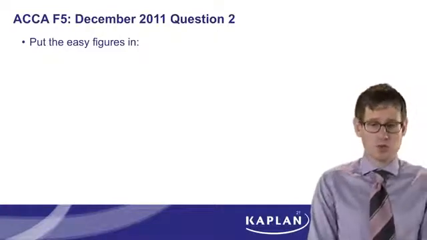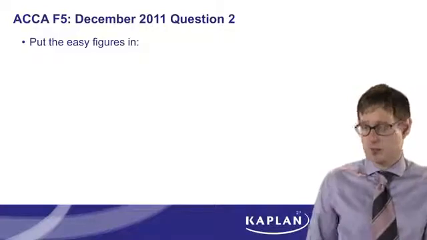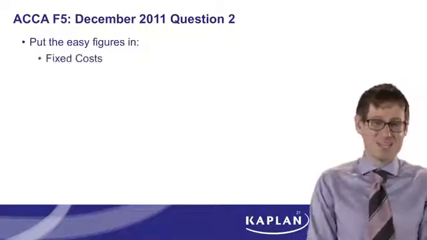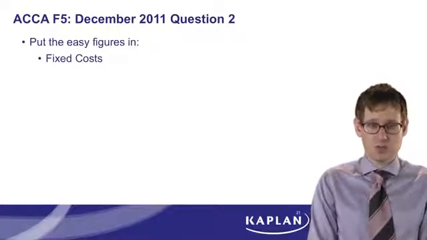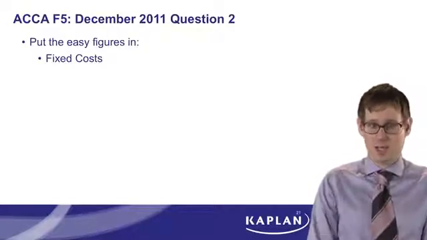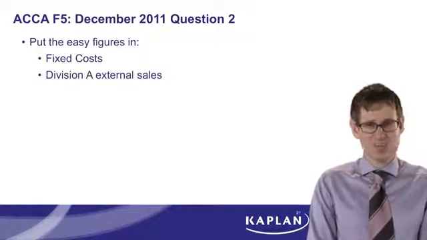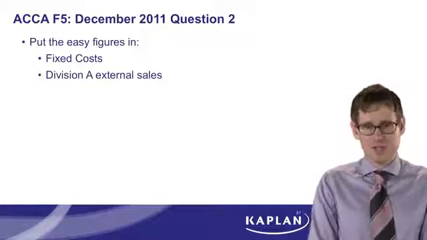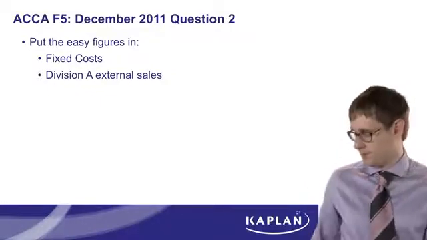So just to remind yourselves, in a transfer pricing question, when you've got a profit statement, please enter the easy figures first if you are stuck. Start with the fixed costs. Okay, these will always be the same. Enter in Division A's external sales. This again is quite an easy figure. It doesn't deal with any of the concepts of transfer pricing.